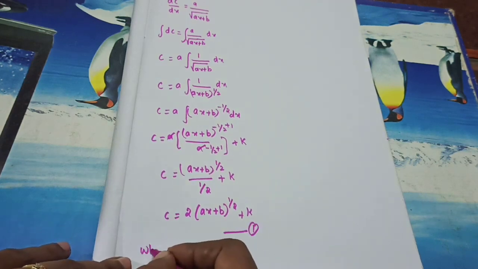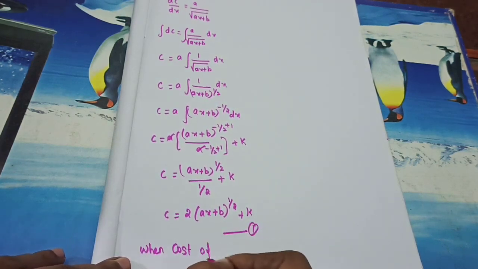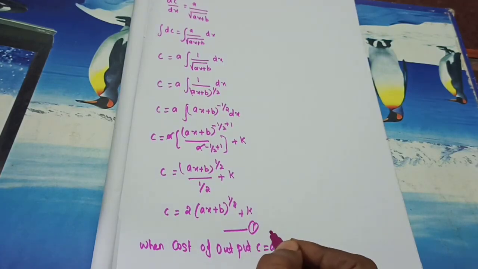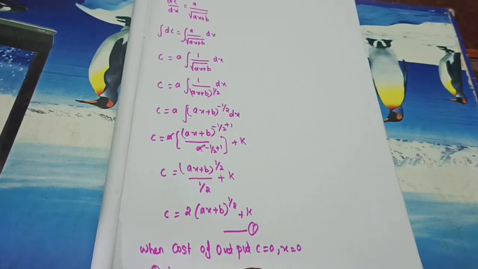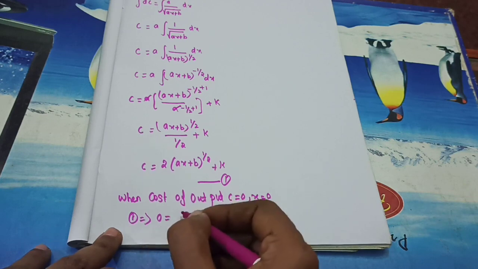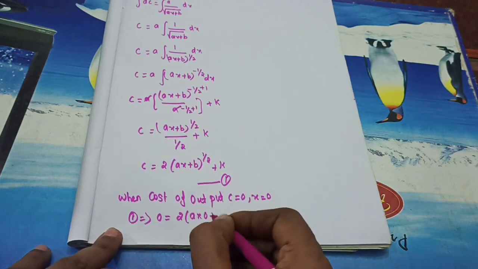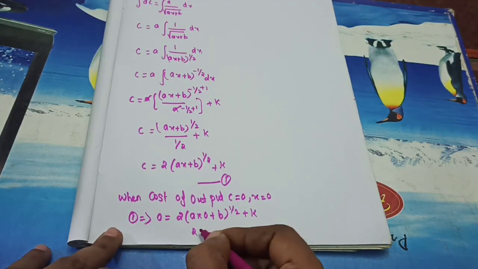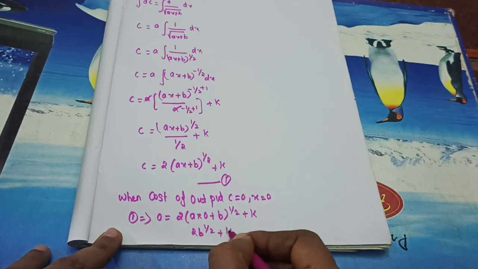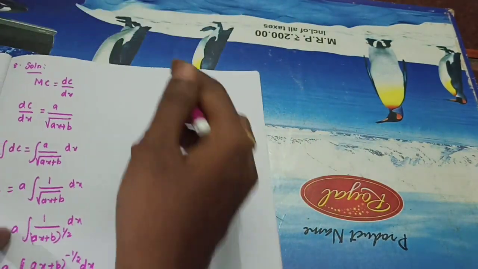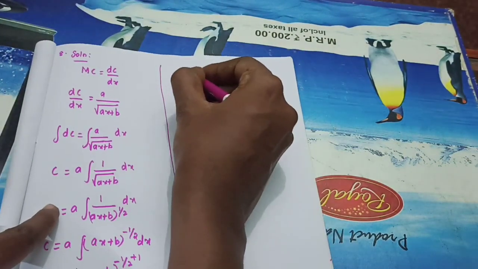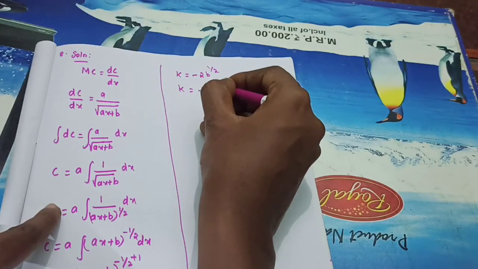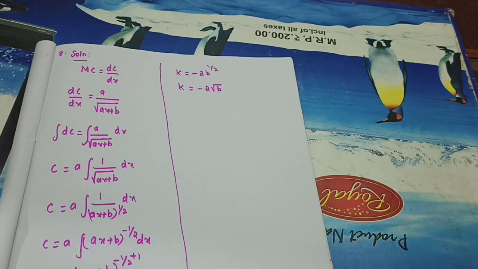Okay, so when output c equal to 0, x is also 0. Now substitute this in equation number 1. This is all you have learned in examples. So c 0 means 2 into a into 0 plus b power 1 by 2 plus k. So what is the value? 2 into b power 1 by 2 plus k you will get. Is it right? Yes. So k is equal to minus 2 b power 1 by 2. So k equal to minus 2 root of b. Correct? This is the k value.